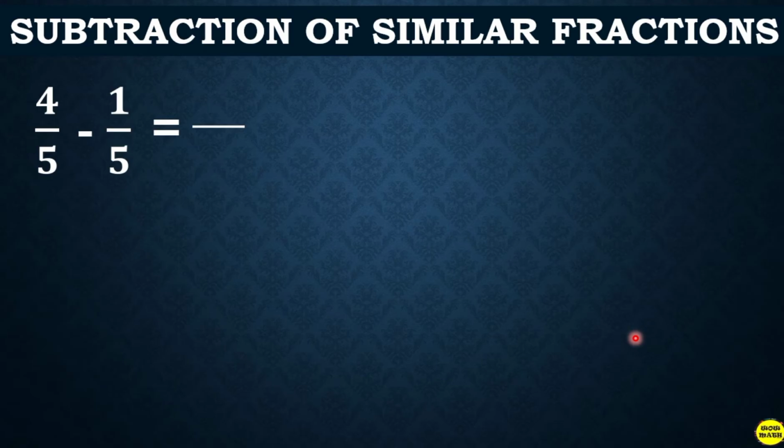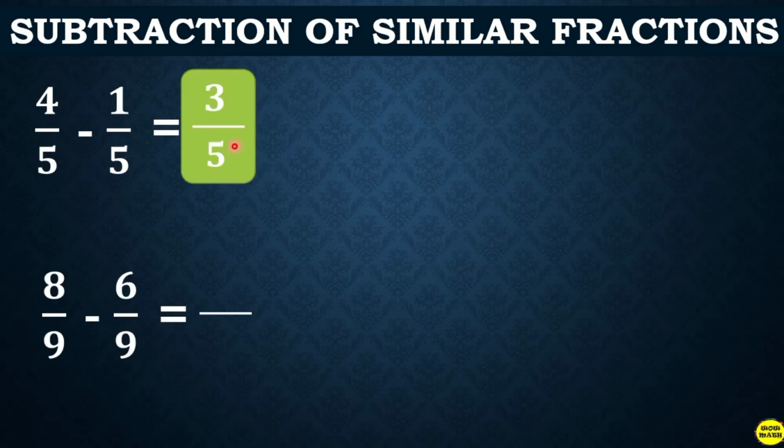Okay, in subtraction naman, same procedure. What is the only difference from addition? In addition, we add, this one we will subtract. But same process, add or subtract the numerator, then just copy the denominator. So since we are on subtraction, this time we will subtract. Okay, so 4 minus 1, that is 3, and then just copy the denominator, which is 5. So the answer is 3/5.